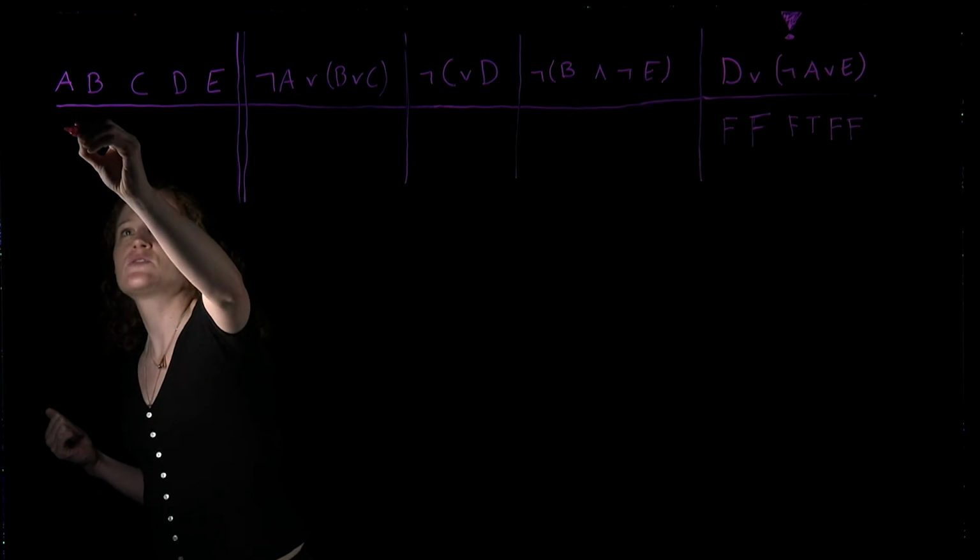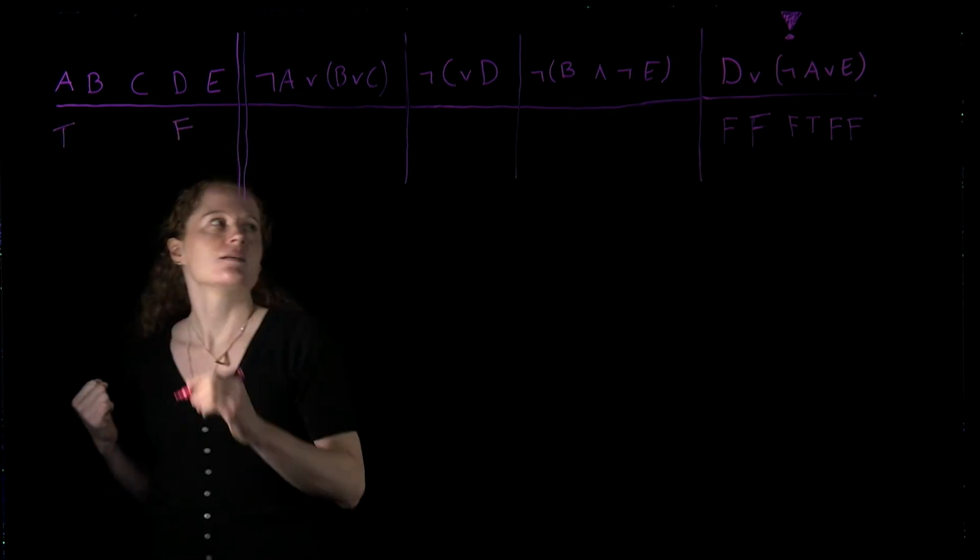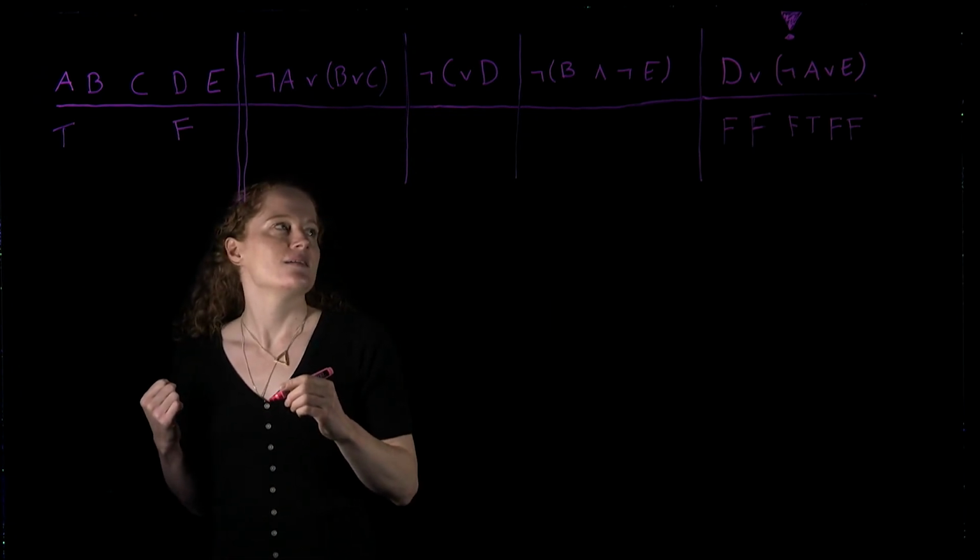So A must be true, D must be false, and E must be false.